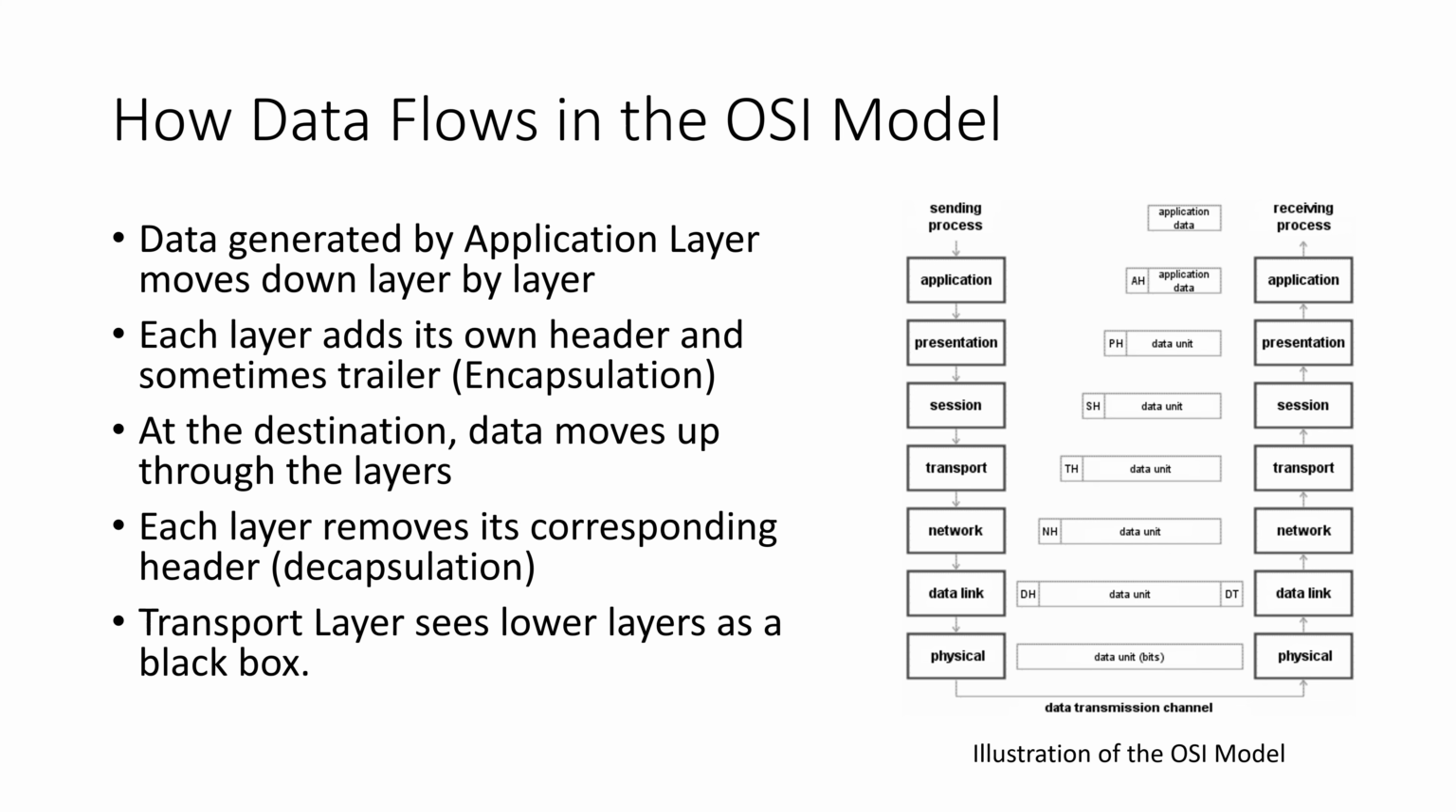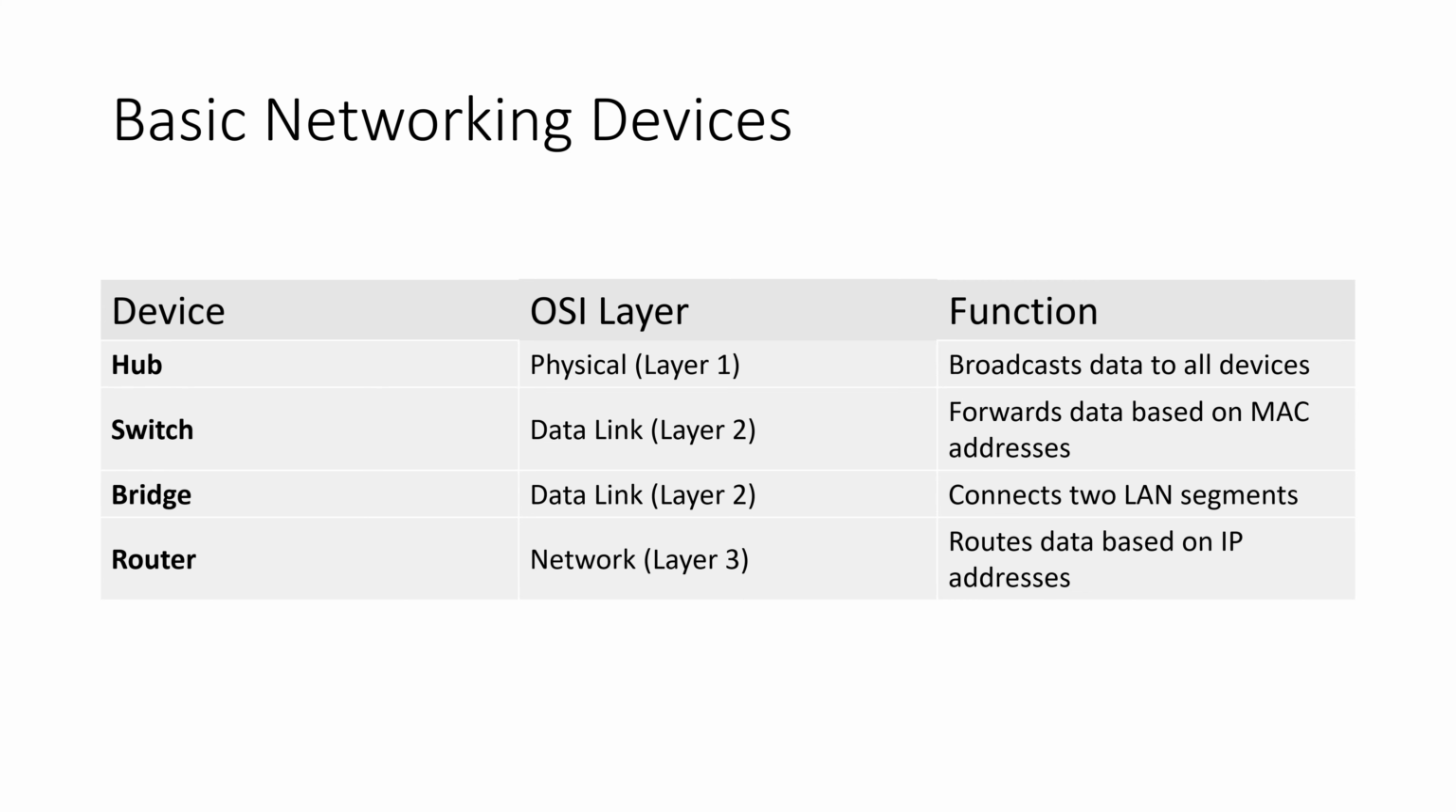Now let's look at the networking devices we use every day and see where they fit inside the OSI model. A hub works at the physical layer and it simply broadcasts data to all connected devices. A switch works at the data link layer. It uses MAC addresses to send data to the right device. A bridge also works at layer 2 and it connects different network segments of a LAN. And a router operates at the network layer and it uses IP addresses to find the best path for data between networks.